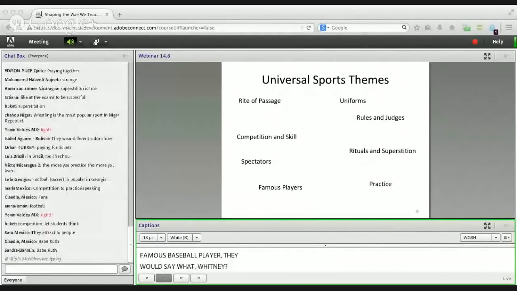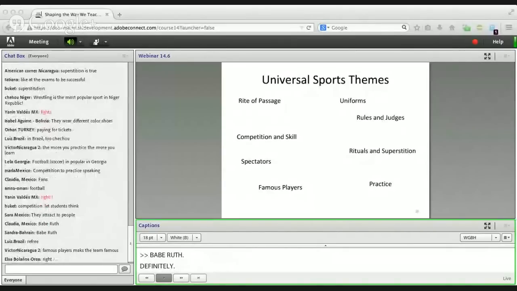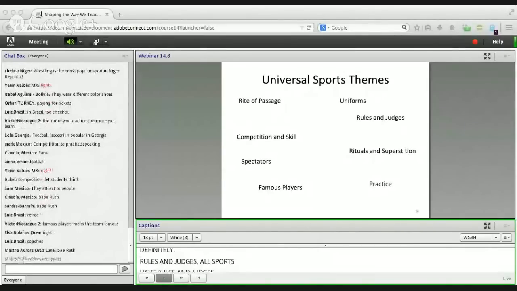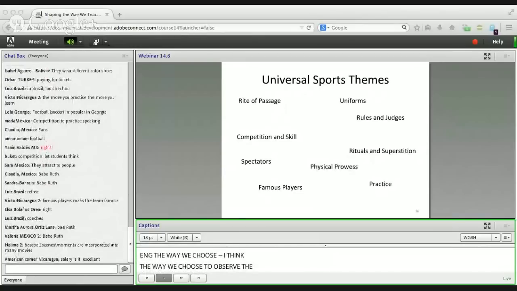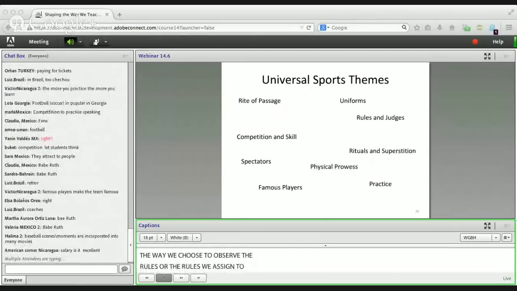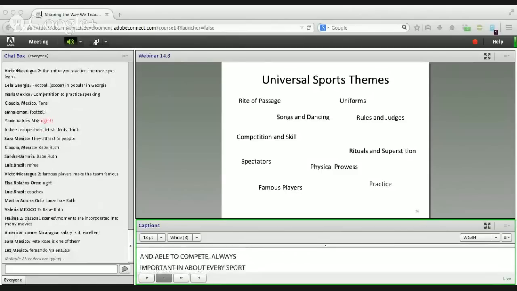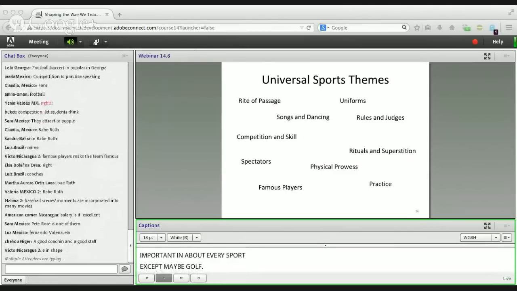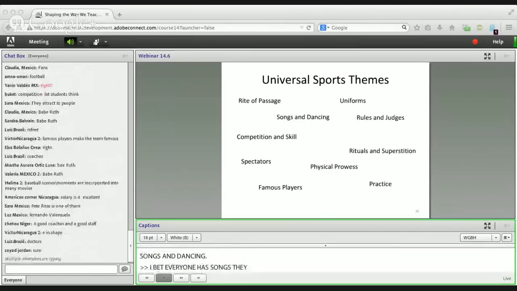Rules and judges. All sports have rules, all sports have judges. I think the way that we choose to observe the rules or the roles that we assign to judges is reflective of our culture. Excellent. Physical prowess, being strong, being able to compete, always very important in just about every sport. Except maybe golf. I'm just kidding. Songs and dancing.